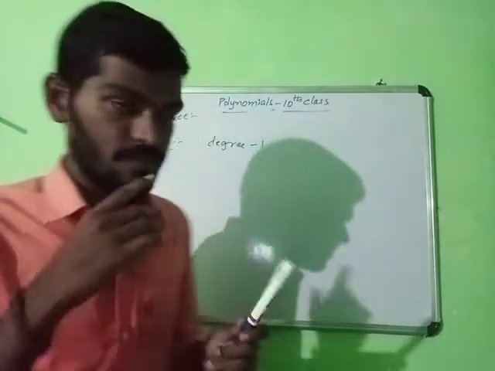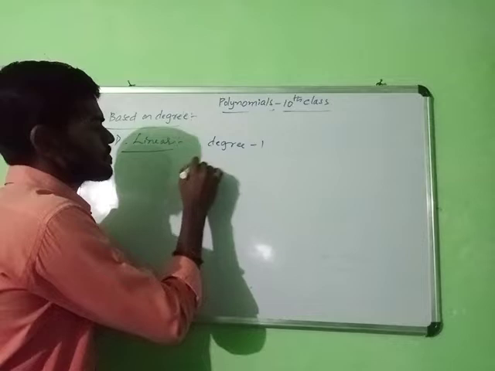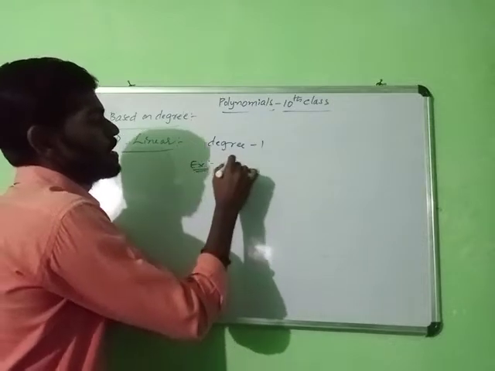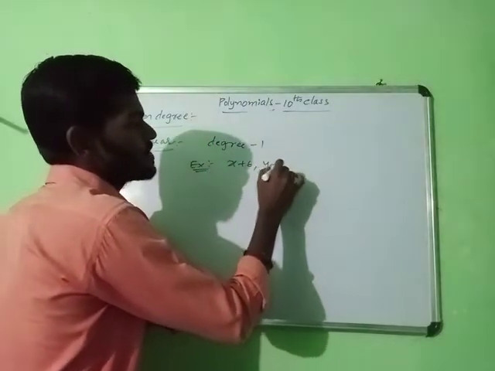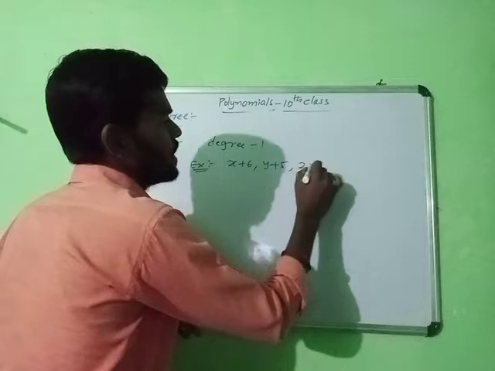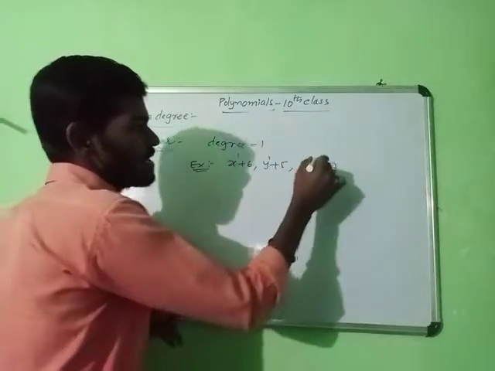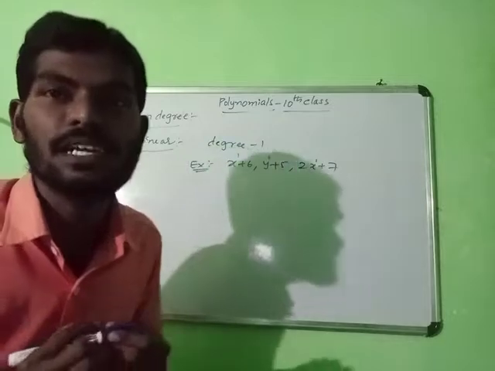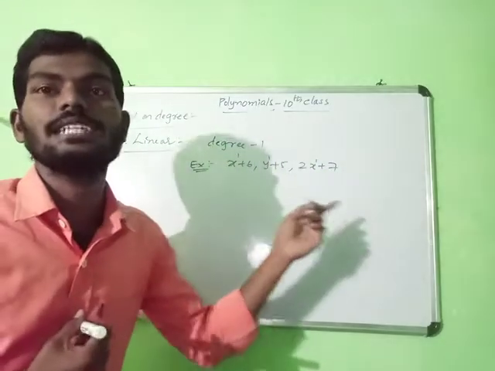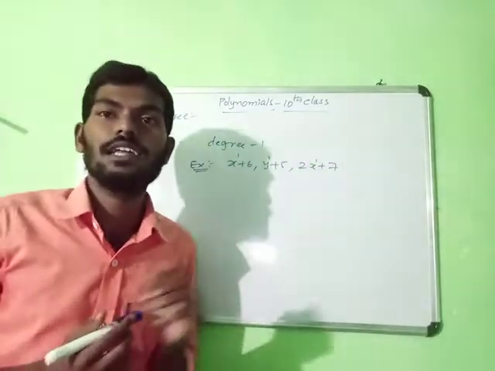And also examples are x plus 6, y plus 5, and 2x plus 7, like this. A degree 1 is there, here also 1 is there, here also 1 is there. So what degree will come here? In each and every example, the degree is always 1. So this is called a linear polynomial.